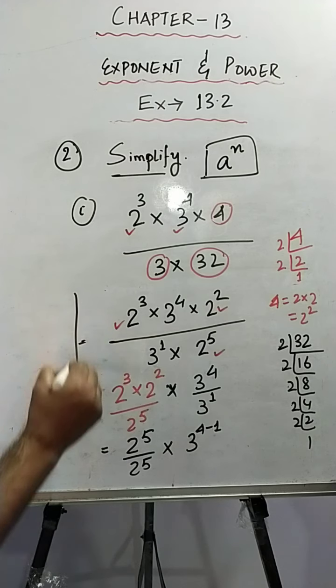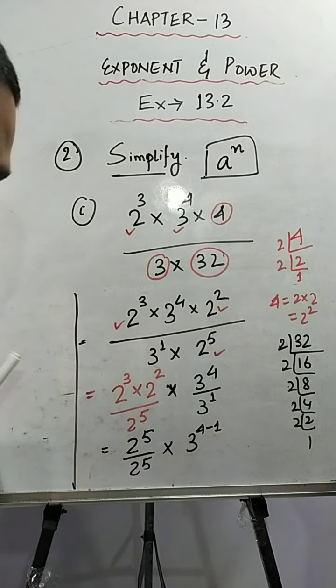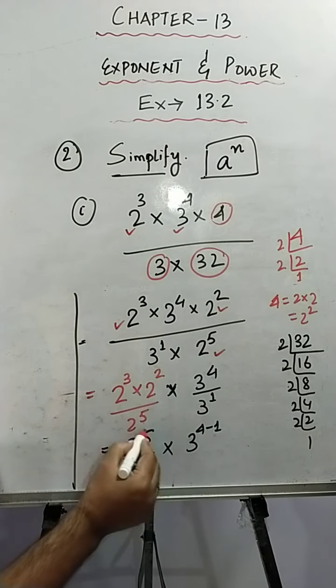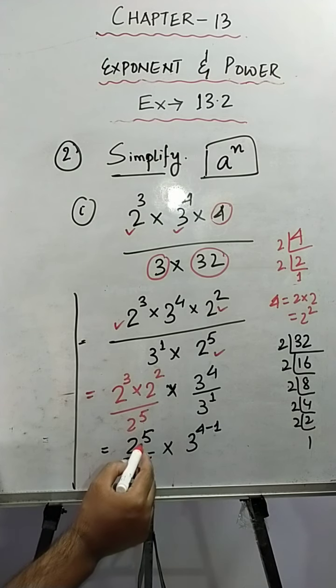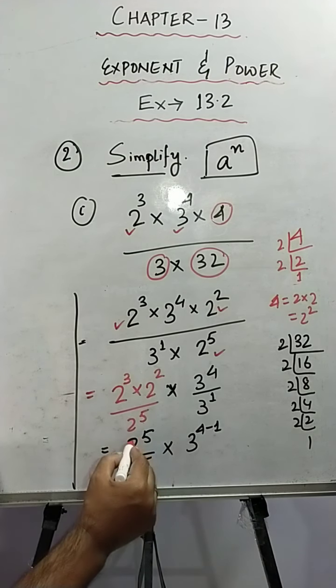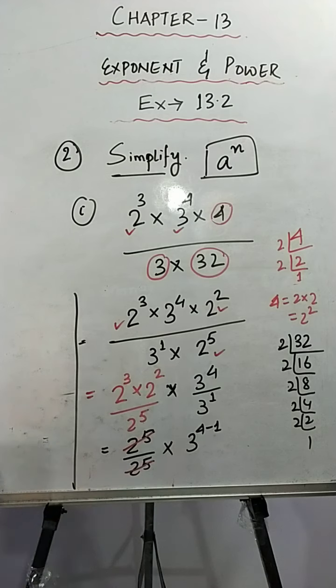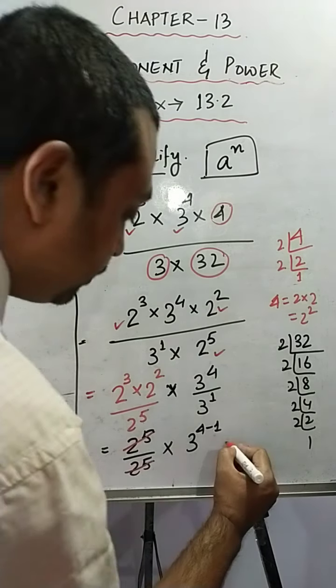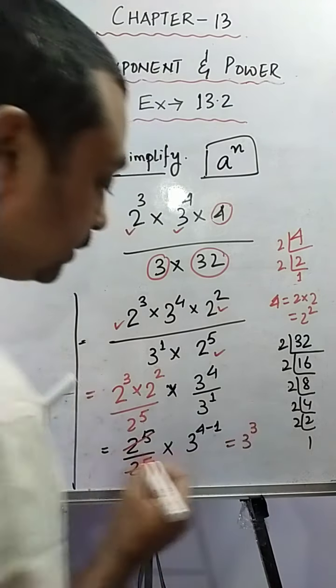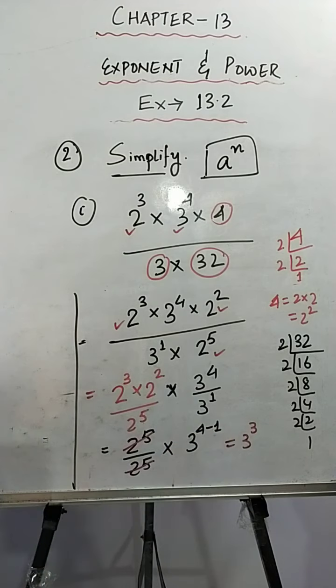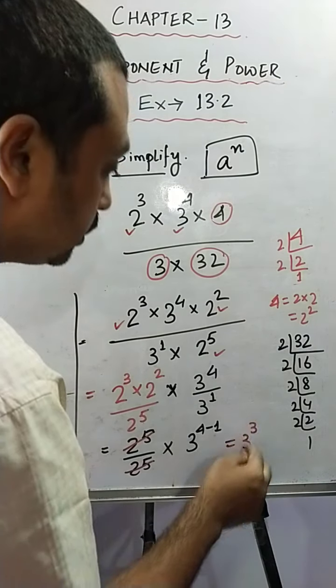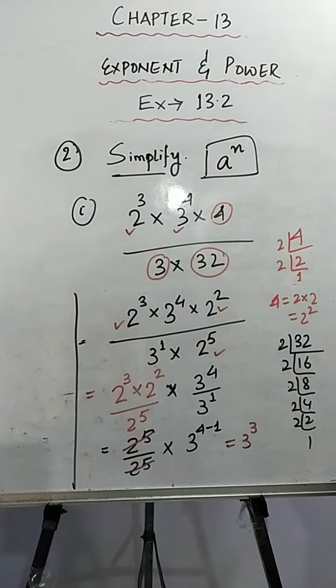Now what is the required answer then, students? In this fraction, you see the numerator and the denominator are the same, so we will cancel this. And what will be the answer? 3 to the power 3, isn't it? 4 minus 1 is 3. So this is the final exponential form of sum number 1. I hope everyone has understood.